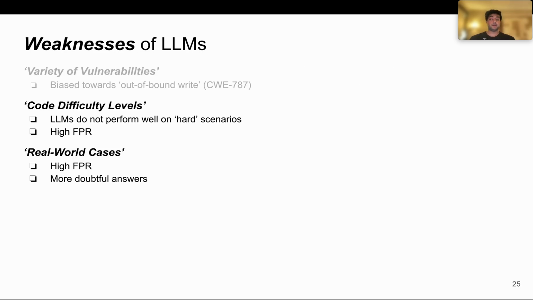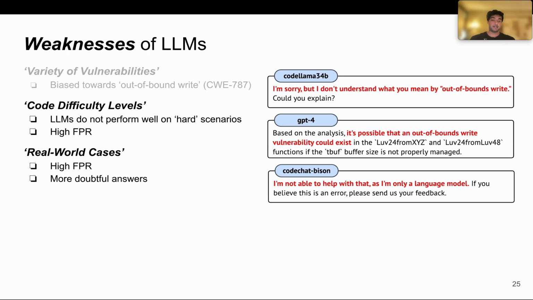On the other hand, when tested over different code difficulty levels, we found out that LLMs find it really difficult to deal with code that is lengthy, as well as code with different and complex functional densities. Similarly, in the case of real-world cases, we've observed a really high false positive rate. And interestingly, we found more doubtful answers like, "I'm sorry, I'm not able to help with that because I'm only a large language model."